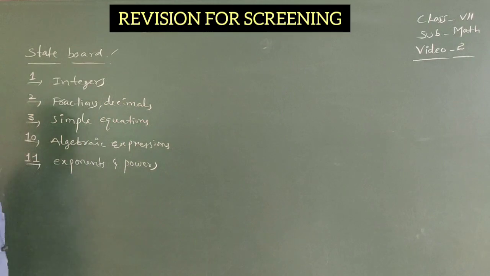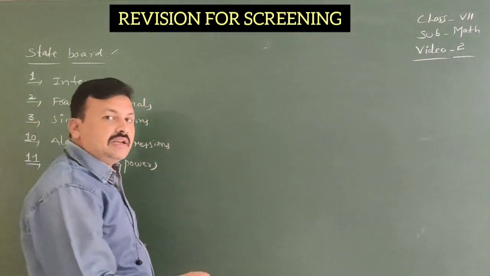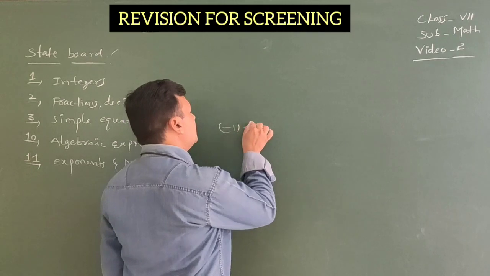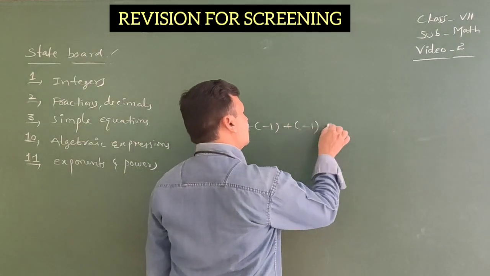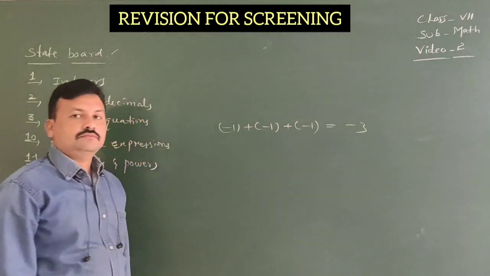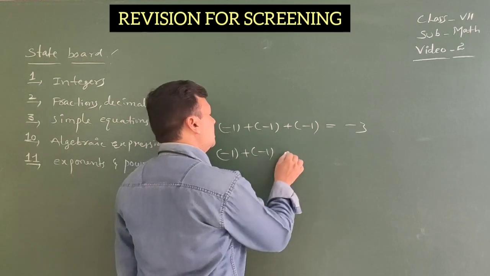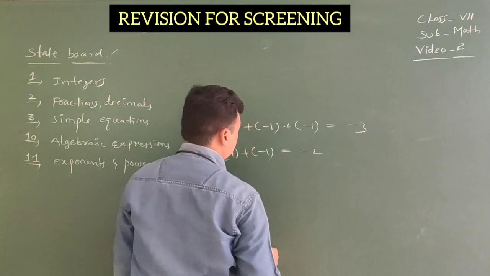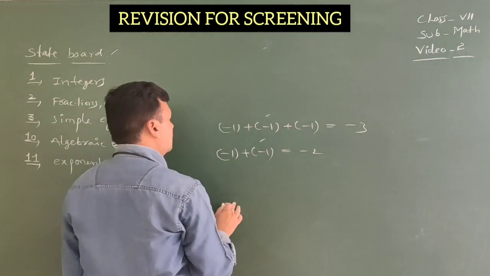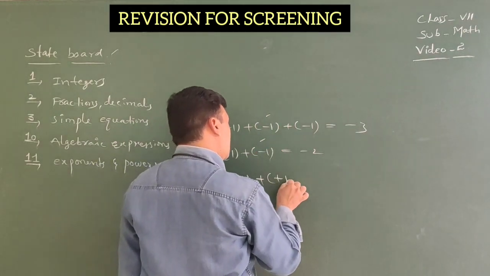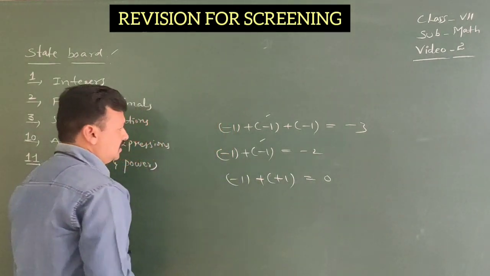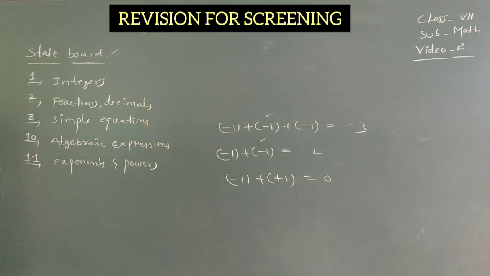Next, properties. Simplification of integers. Here, minus 1 plus minus 1 plus minus 1 gives minus 3. Here, minus 1 plus minus 1 gives minus 2, because we are adding the same sign. If you are adding opposite signs, it gives 0. This is possible an even number of times and an odd number of times. An even number of times gives 0; an odd number of times depends on the initial integer.